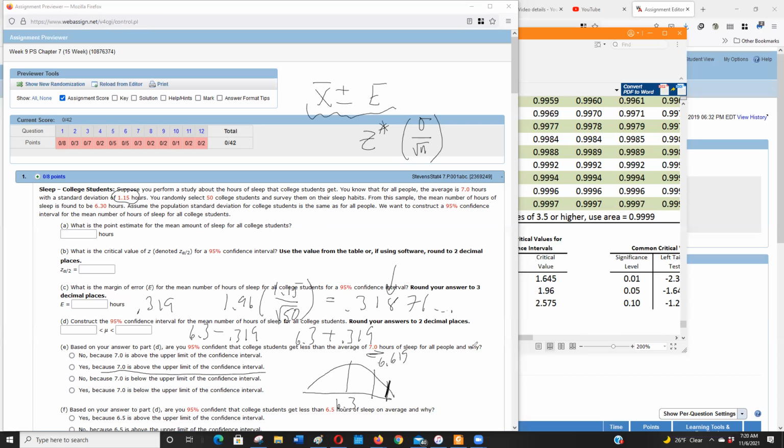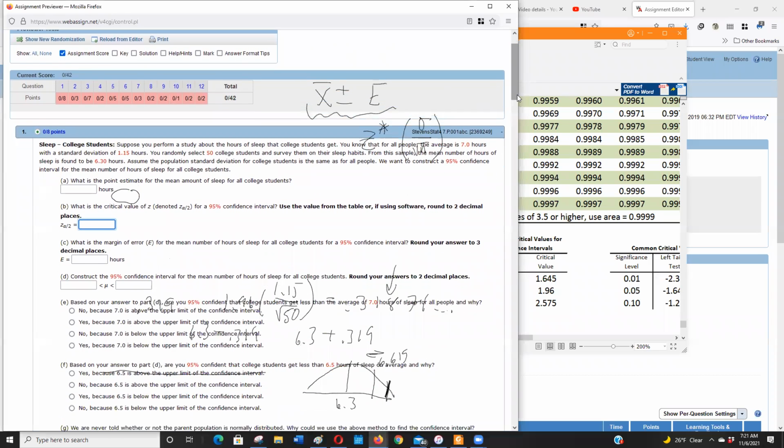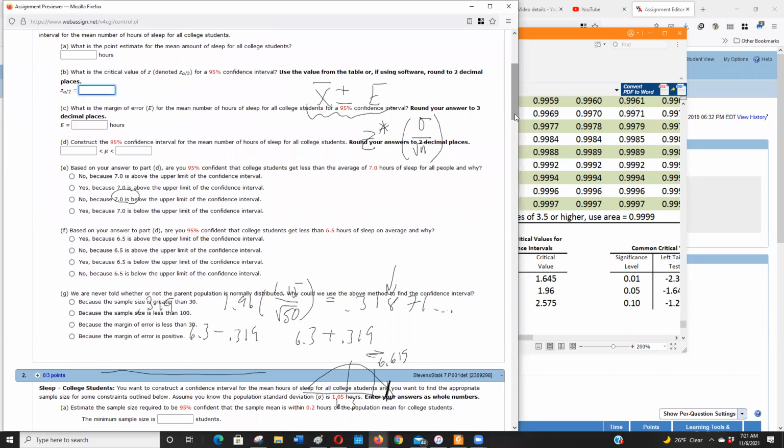And then part D, you're 95% confident the average... I guess I've got to think about what's going on here. Let me reread it. Oh, less than 6.5. Why 6.5? Well, no, I'm not, because 6.5 is inside the confidence interval, right?